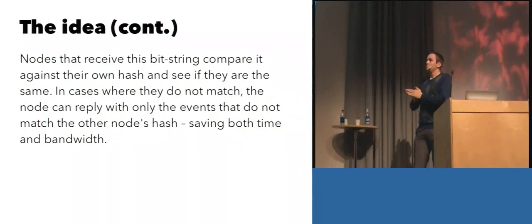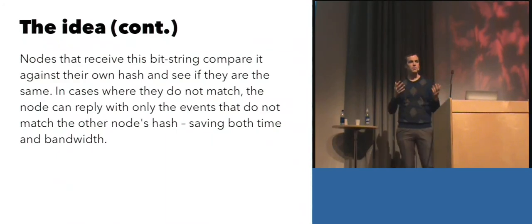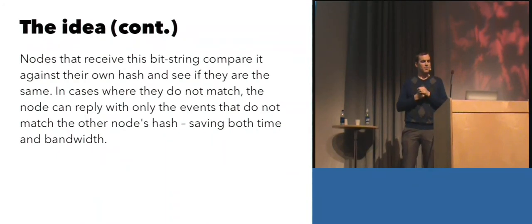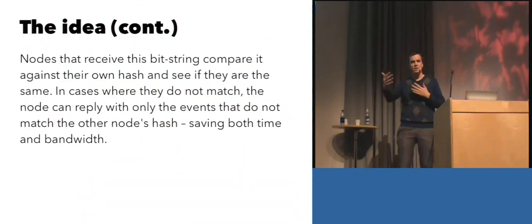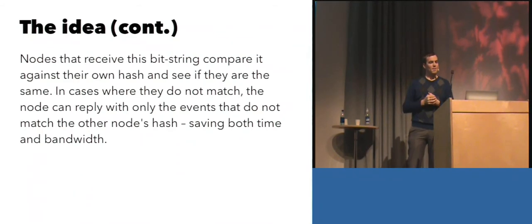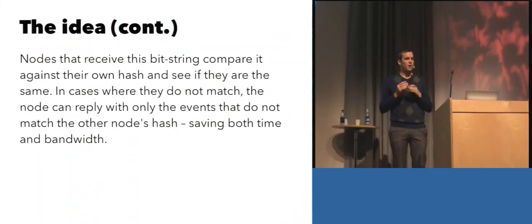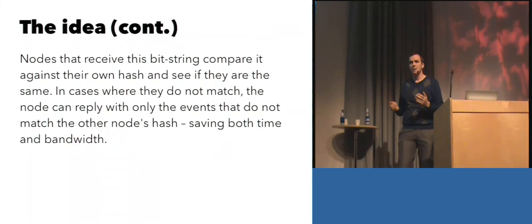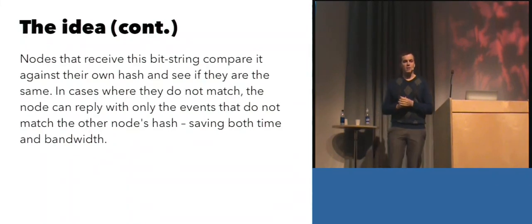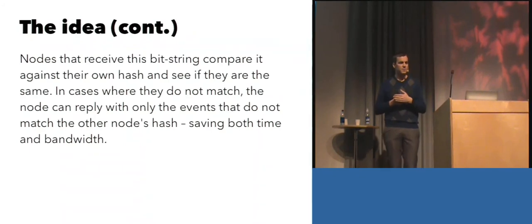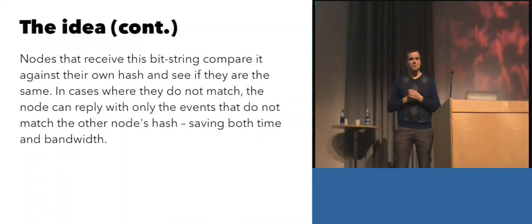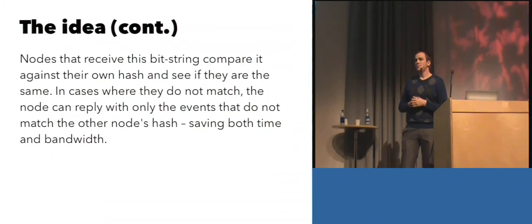Okay, so continuing, nodes that receive this bit string can compare it against their own current Bloom filter and see if they're the same, which means that they share the same history, probably. And in cases where they do not match, we can use the Bloom filter as a filter. We'll have the Bloom filter the other node sent us, and we'll just go through all our events and see, is this in the filter, is this in the filter? And this lets us only send those events that the other node does not have.